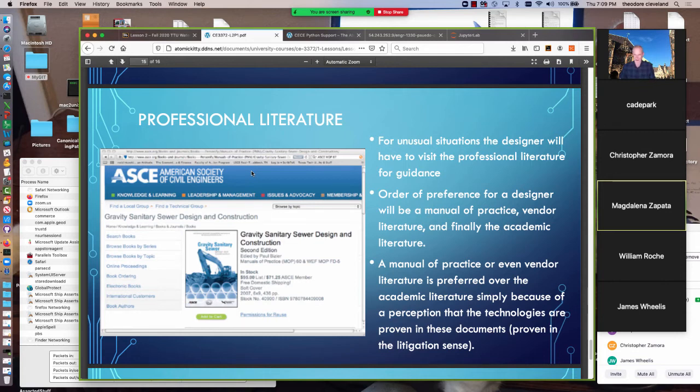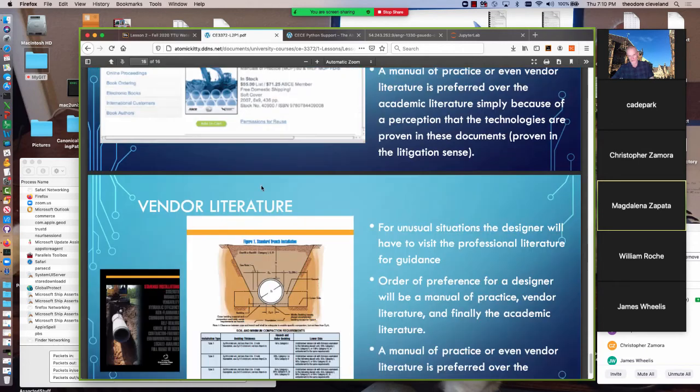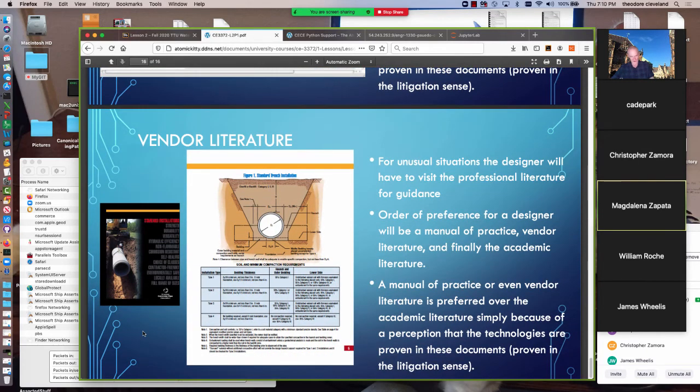So it might have the equivalent of that design manual for a particular community, and they maybe look at 10 or 20 communities and, for lack of a better word, come up with some sort of average practice for the particular topic. Another source of information is the vendor literature. So this is from the American Concrete Pipe Institute. This has a nice diagram on how to do trenching for different soil types for their particular products.